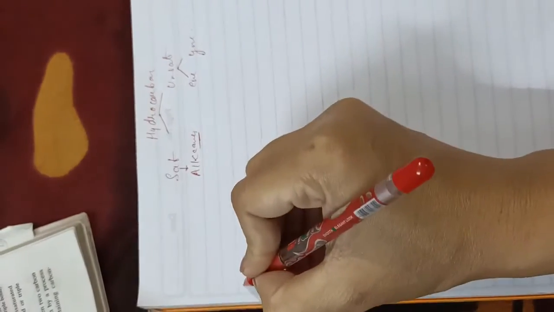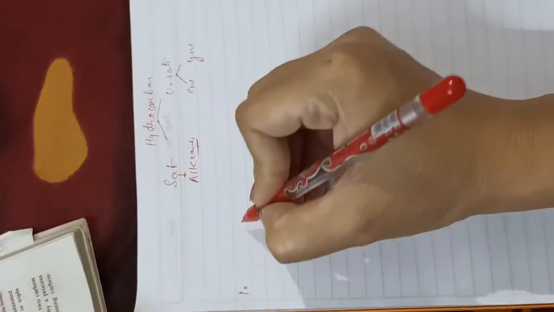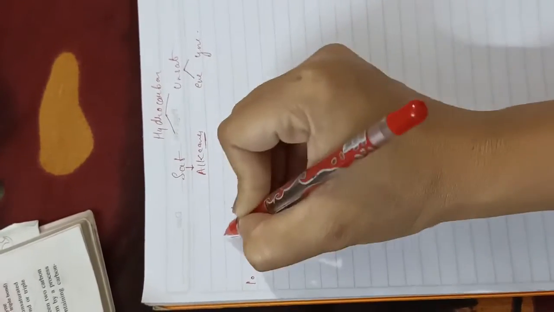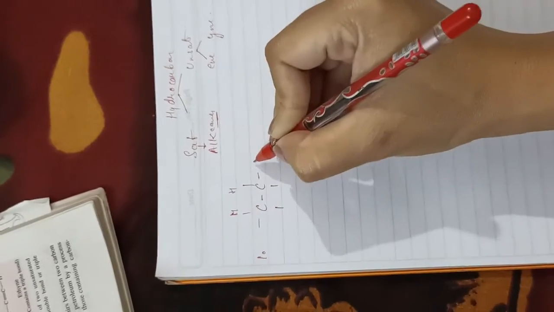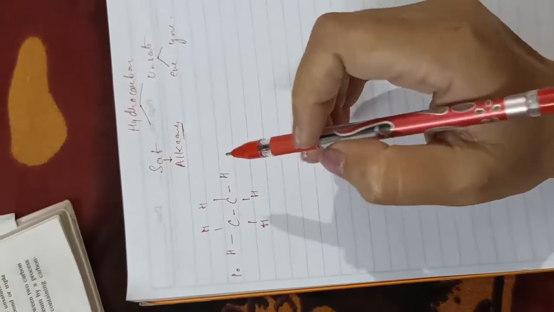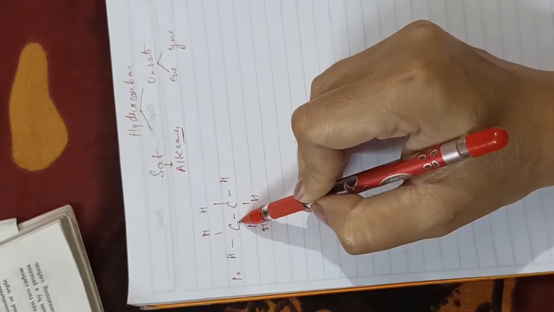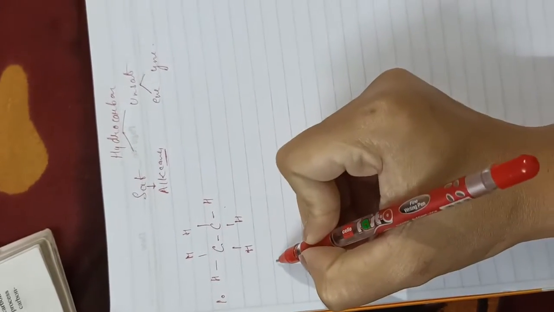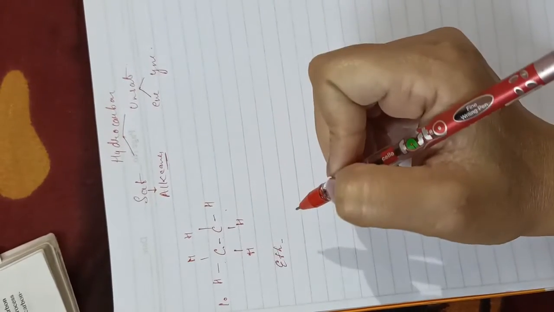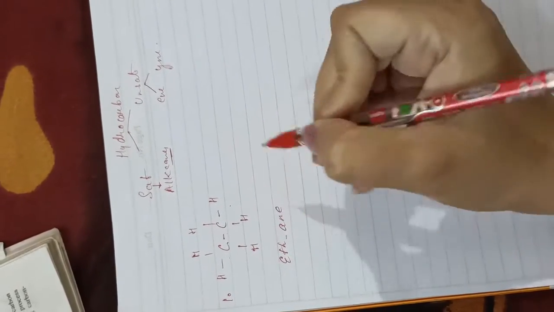For an example, I will tell you only one example. Suppose I draw carbon like this and put hydrogen here. Please listen very carefully. We say meth for one carbon, eth for two carbon. So it is said to be eth. A single bond is present, it means ethane.